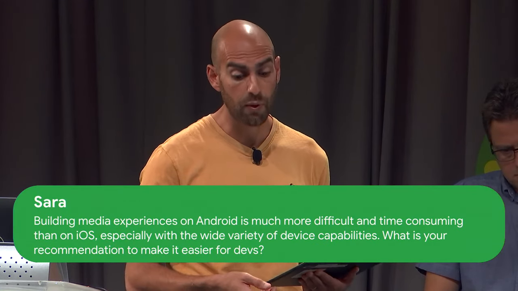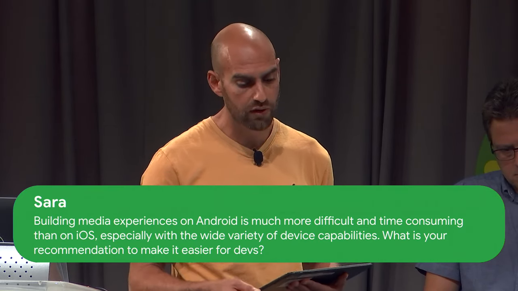Okay. Next up, Sarah asks, building media experiences on Android is much more difficult and time-consuming than on iOS, especially with the wide variety of device capabilities. What is your recommendation to make it easier for devs? We fully acknowledge that building media experiences on Android has been quite difficult. I think there are two reasons for that. One is that a lot of the APIs in the SDK are low-level APIs, like MediaCodec, which are more difficult to use or require specific media expertise from app developers. But also because the underlying codecs are provided by the chipset, which can have different capabilities and also different behaviors.